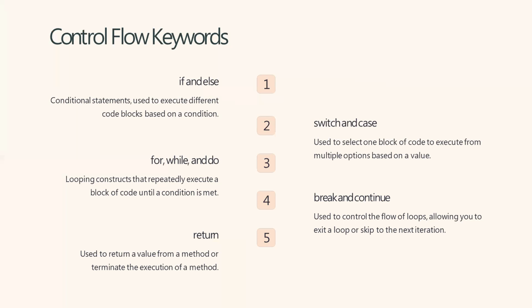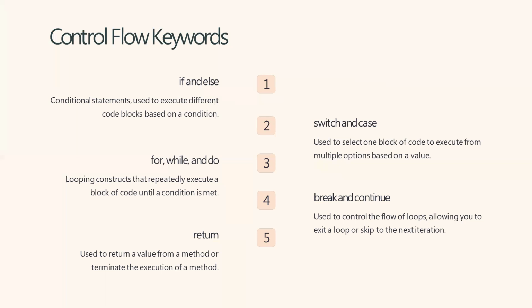Then break and continue, used to control the flow of the loop. Whenever we use for, while, do while, and we want to break the loop, at that time I will use break. Or whenever I want to continue the loop, to skip a specific condition, I will use continue. They are used to control the flow of loops, to exit the loop or skip the next iteration. It skips the iteration or continues based on the keyword we have used.